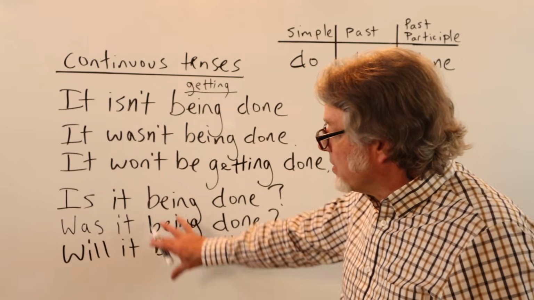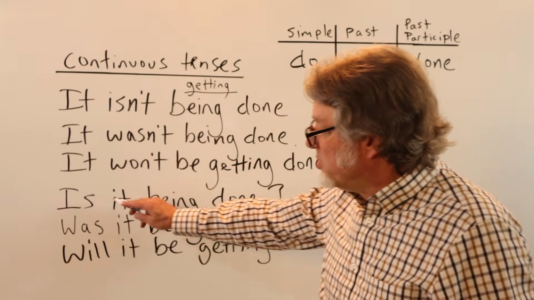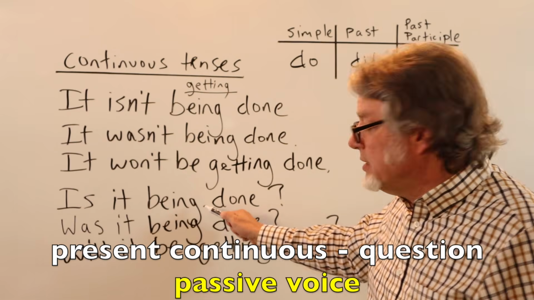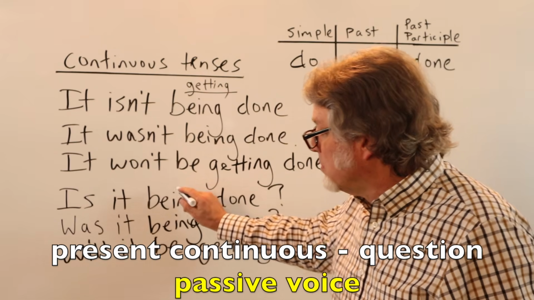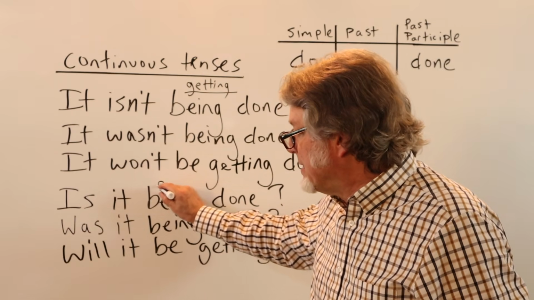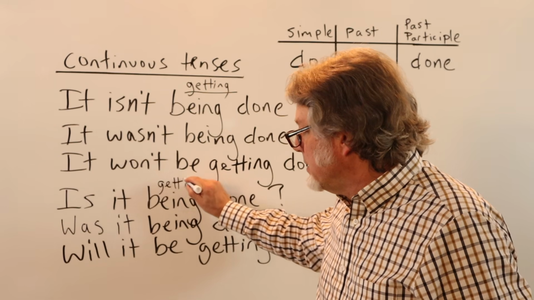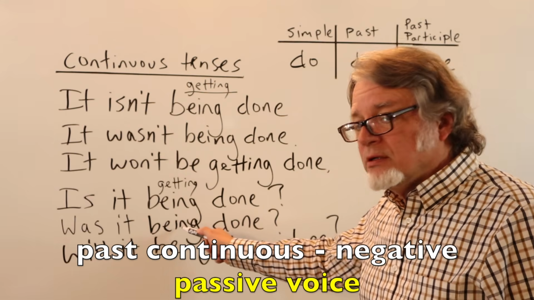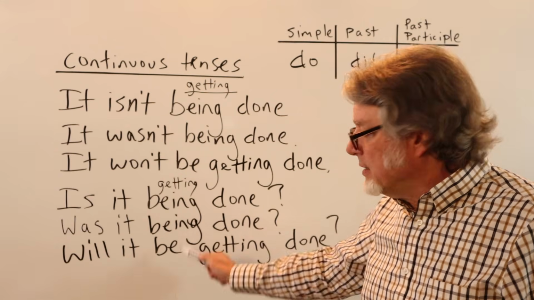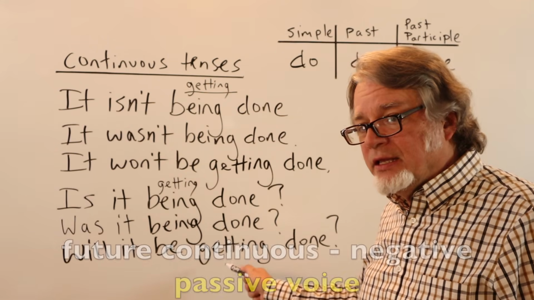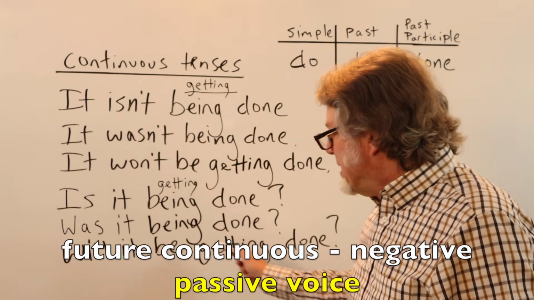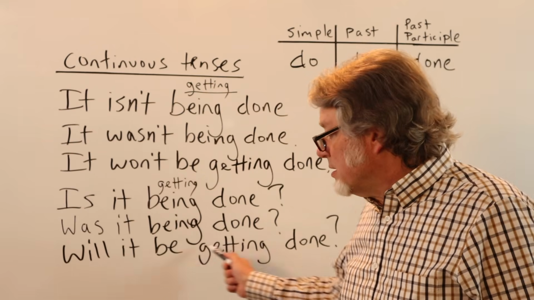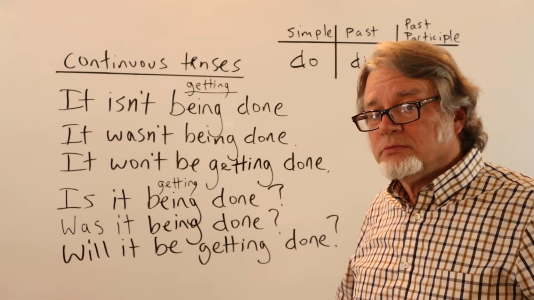And then here are the questions. The verb be goes first before the subject. Is it being done? Or, again, we could replace this with getting. Is it getting done? Was it being done? Or was it getting done? And here we have to use getting. Will it be getting done? It does sound a little awkward, but it's possible.